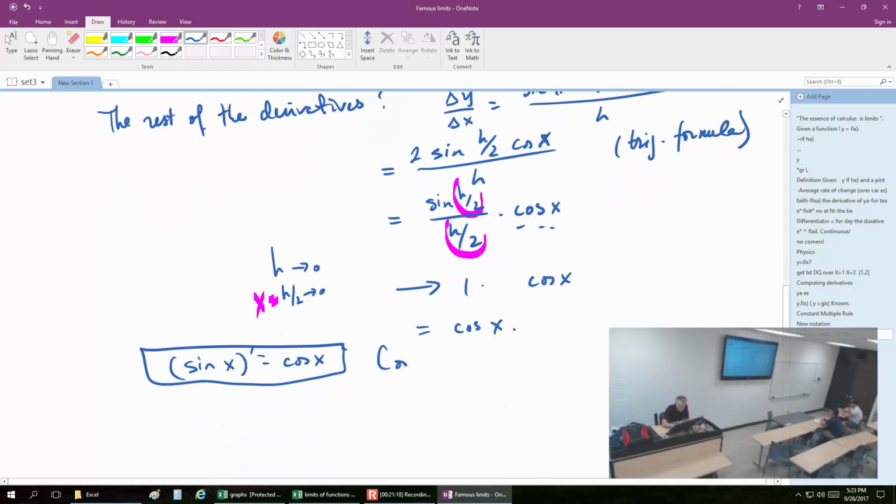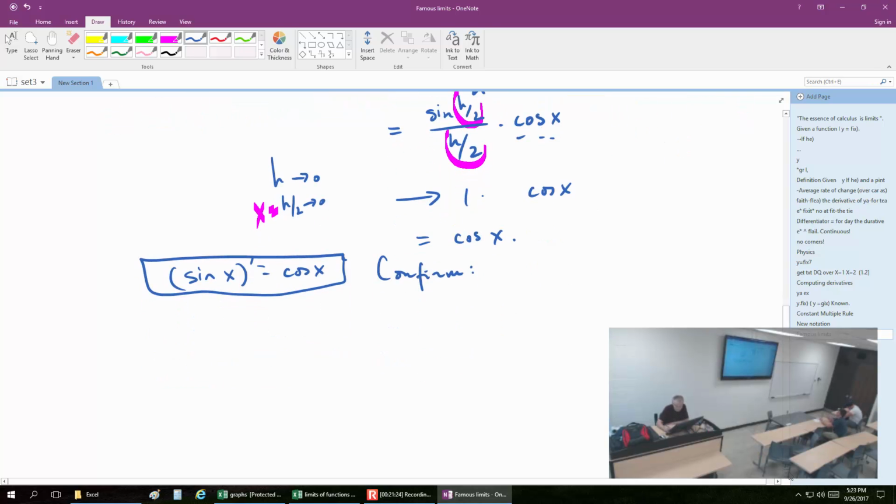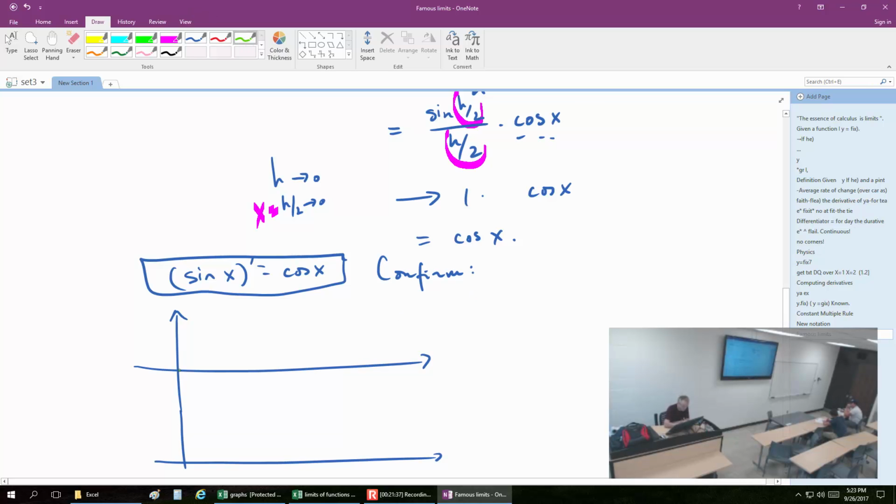Okay, let's confirm this algebra. We went through this pretty quickly, but we can confirm the answer by just looking at the graph of the two functions. I will plot sine under cosine, and then I'll compare. So I'll start with sine, it looks like this.